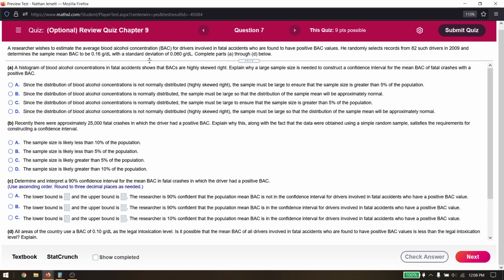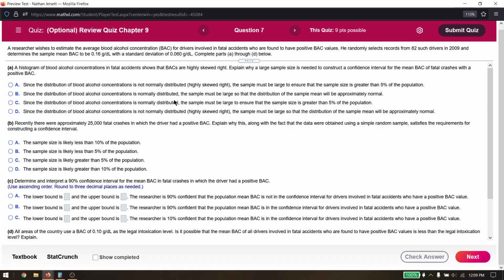Okay, blood alcohol concentration of drivers involved in fatal accidents. Randomly selects 82 in 2009, and they have a sample mean of 0.16 with a standard deviation of 0.06. Okay, so a histogram shows that it's skewed right, highly skewed right. Explain why a large sample size is needed to construct an interval with that.